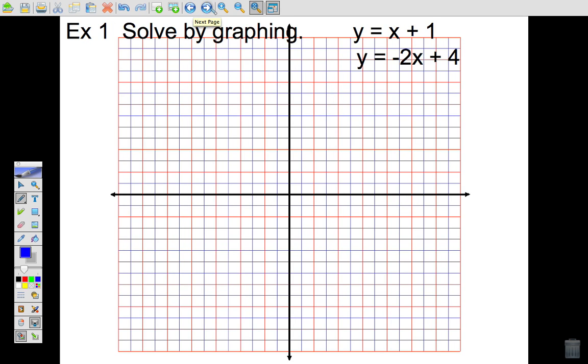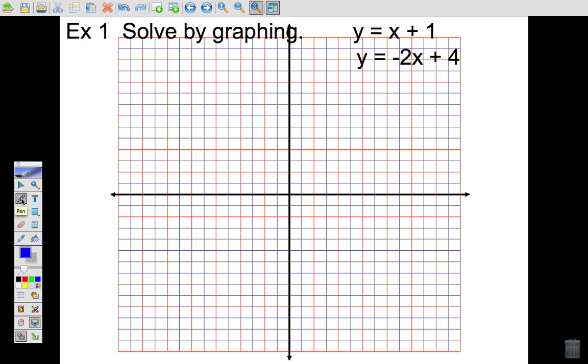Okay, in example 1, it says solve by graphing. So in other words, they have two equations. And what we're going to do is graph those two equations and see where they cross. Because the point where they cross is going to be the solution to these two equations, as you'll see here in a little bit.